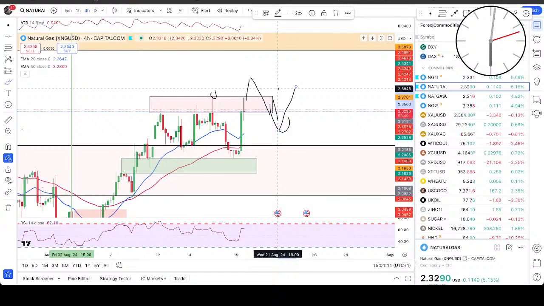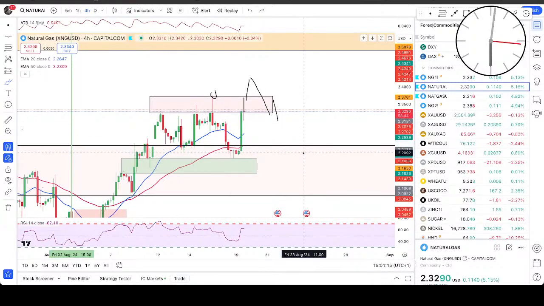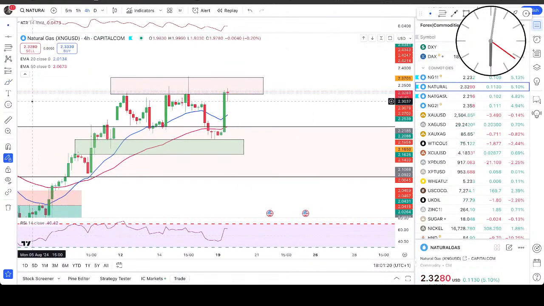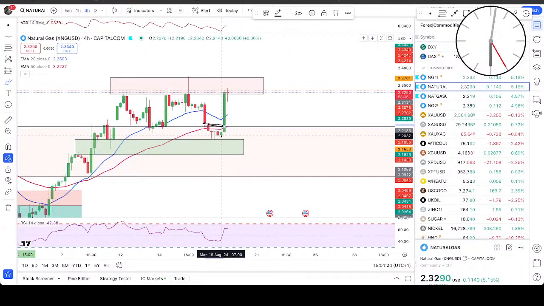But if you are in profit, especially for nat gas, you can move your stop loss to break even and let your trades run risk free. If you are still in the trade and want to take a risk, you can keep your stop loss somewhere below the EMAs so that you have the protection of the EMAs. So that's what I'll be looking at.